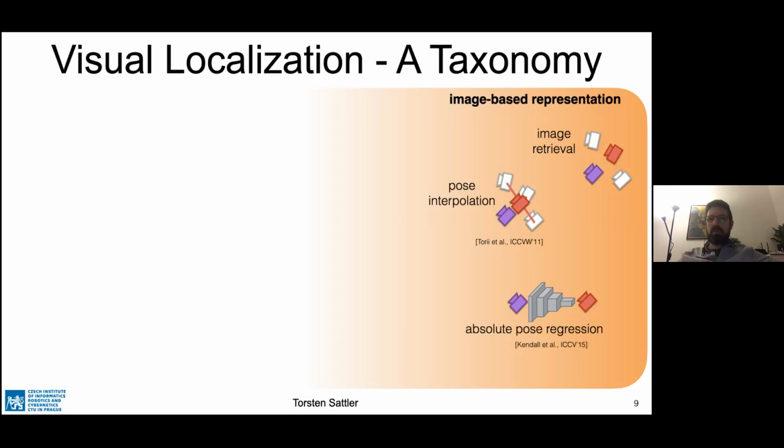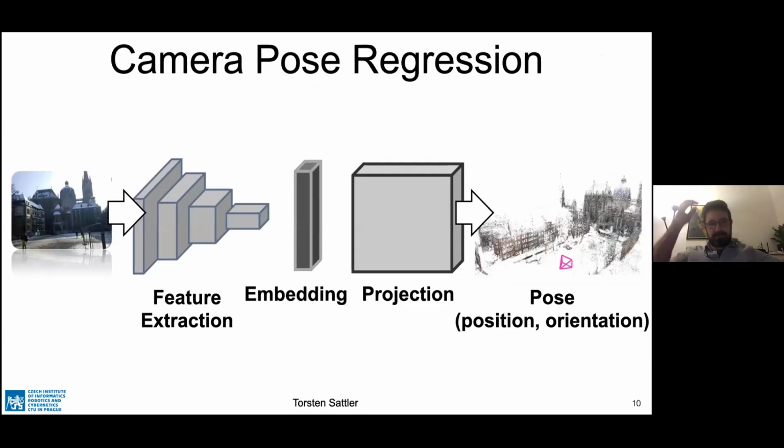A couple of years ago, someone had the idea that rather than doing retrieval or building a more complicated pipeline, you could just train a CNN that takes an image as input and regresses the position and orientation from which it was taken, which in theory has the advantage that this can be computed very efficiently in a few milliseconds because it's just a forward pass through a neural network. And we had a look at this, and it turns out that this technique is actually not working very well if you're looking for accurate camera poses.